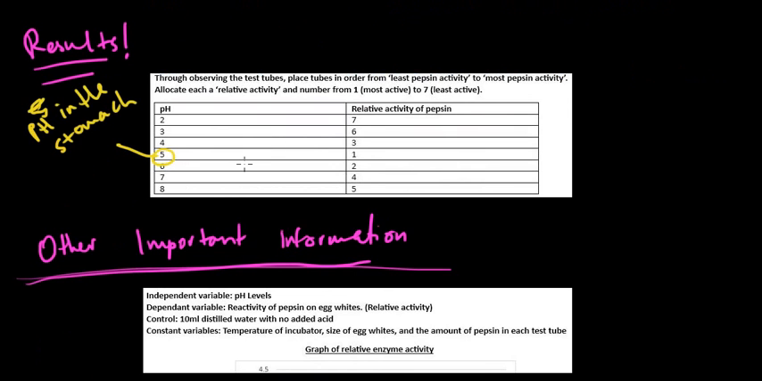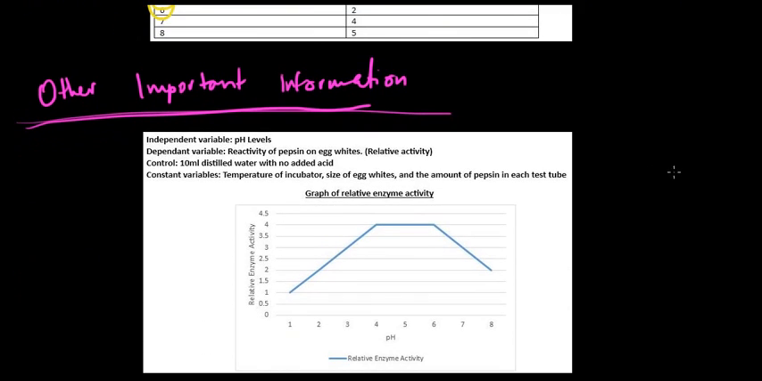4. All of these are under 7, which is neutral, so all of these are acidic. They were the most effective. They're optimal, so these pHs were optimal for the enzyme. And now we can continue on to some more important information that we should know.